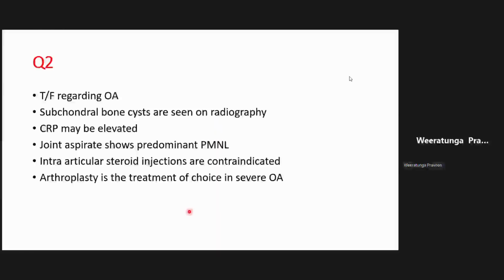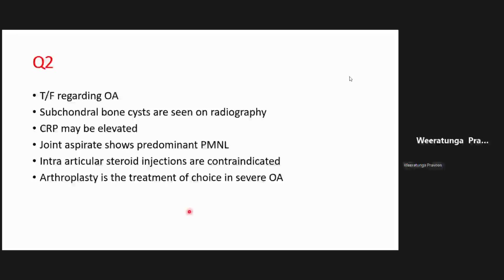Now, how do you treat osteoarthritis? Osteoarthritis is extremely difficult to treat because there are no disease-modifying drugs for it. We talk about disease-modifying medication for rheumatoid arthritis, but there are no effective disease-modifying medications for osteoarthritis. So most of the time, we have to just treat with analgesics: paracetamol, NSAIDs, sometimes strong opioid analgesics.